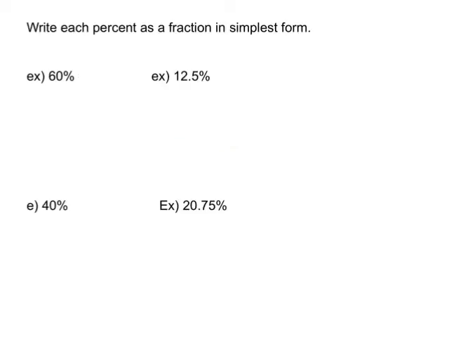For this slide, we're going to write each percent as a fraction, and we're going to write that all in simplest form. First I have 60%, so I know that a percent compares a number to 100, so I'm going to get 60 over 100, and then when I simplify that, I'm going to get 6 over 10, which gives me 3/5.